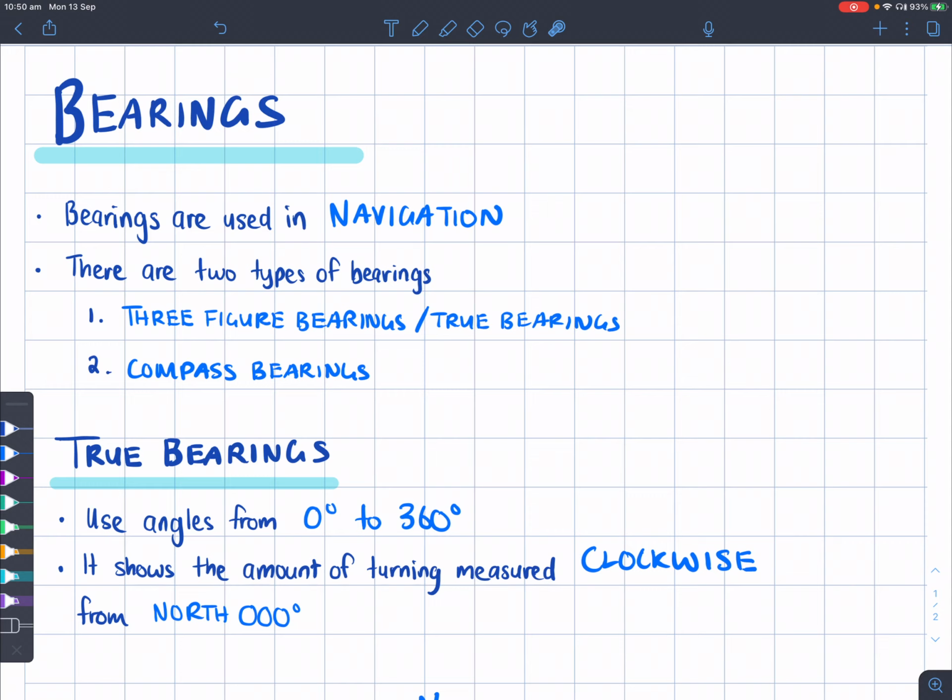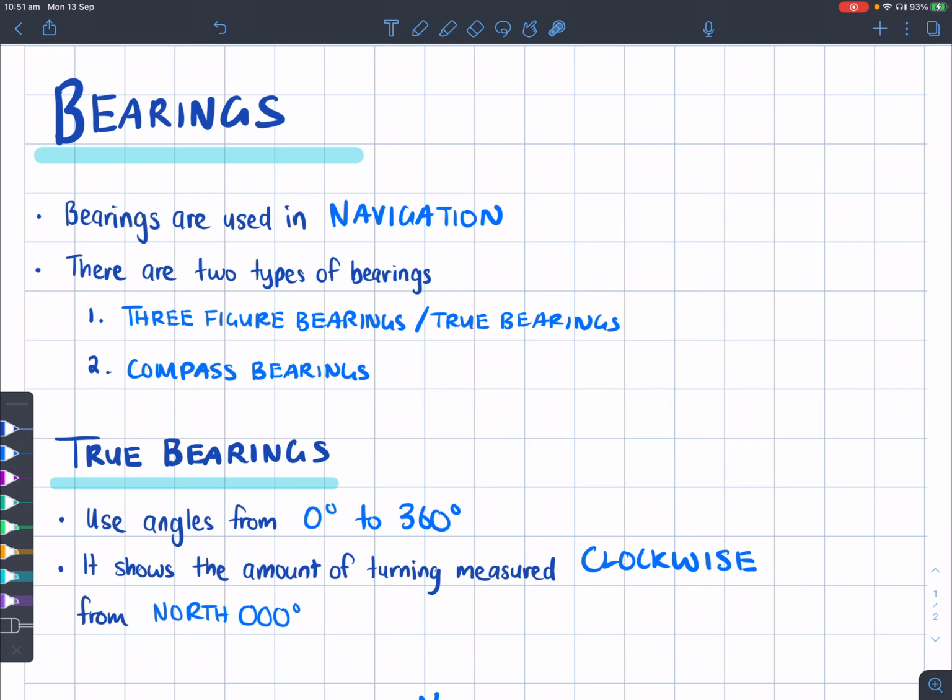Both of these are discussed and are needed for what you need to know in year 10 and beyond. So let's have a look at the first one, three-figure bearings, or in this case, true bearings, which I've written as a title here. They use angles from 0 degrees all the way to 360 degrees. What angle does 360 degrees represent? That's a revolution. You start at the point and end at the same point, going in either a clockwise or anti-clockwise direction.